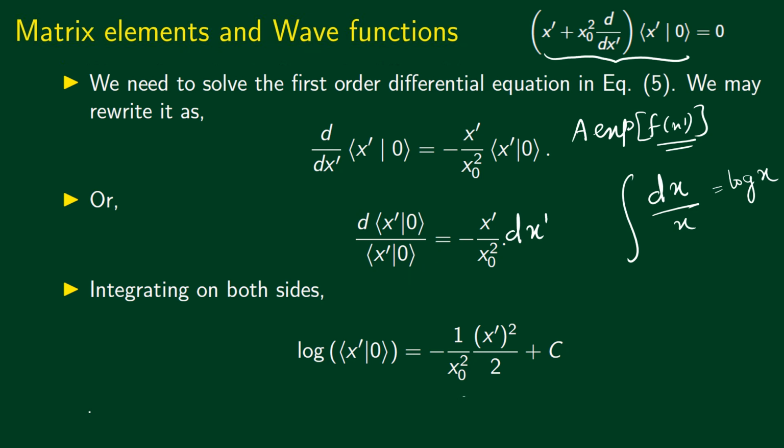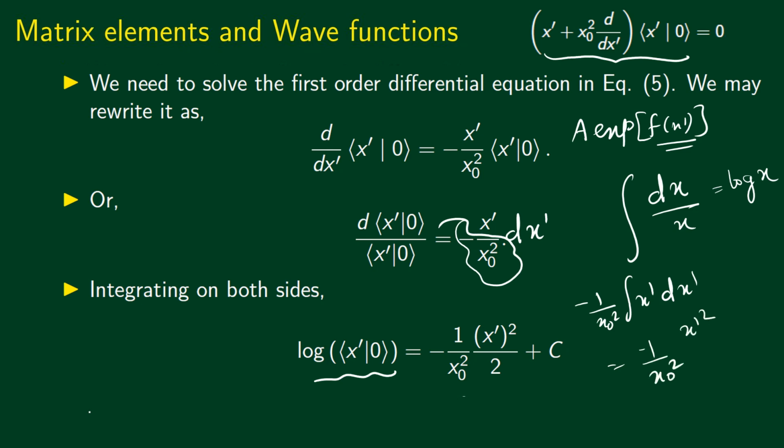So integrating on both sides, we have log of ⟨x'|0⟩, and on the right side the integration is also simple because these are constants. Minus 1 by x0 squared is a constant, and we are left with the integral of x prime dx prime. So the right hand side is minus 1 divided by x0 squared times x prime squared divided by 2, plus a constant. So log of ⟨x'|0⟩ is equal to minus 1 divided by x0 squared times x prime squared divided by 2, plus a constant.